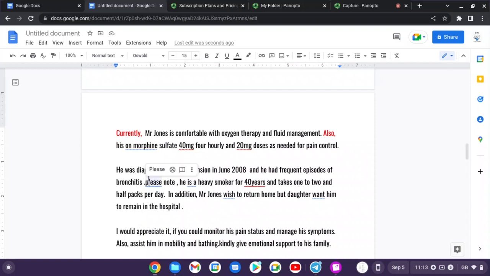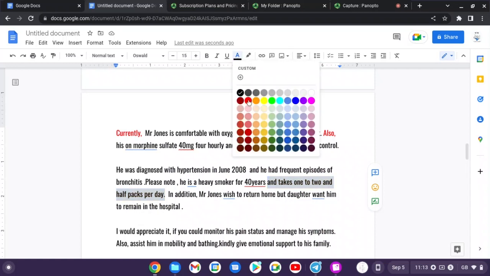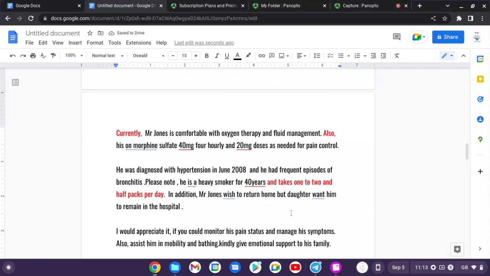And again, capitals, please. Please note, he is a heavy smoker for 40 years and takes 1 to 2 half packs per day. So the number of packets of cigarettes doesn't matter because you already mentioned it's a heavy smoker. That is enough. So you don't want to write exactly how many cigarettes you are taking. You can avoid that bit actually. Okay, he is a very heavy smoker for 40 years.